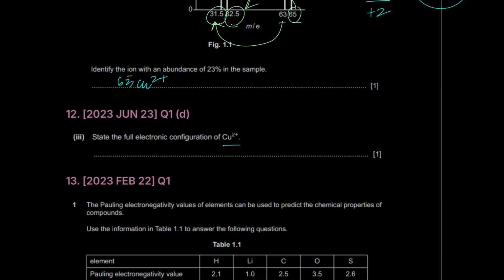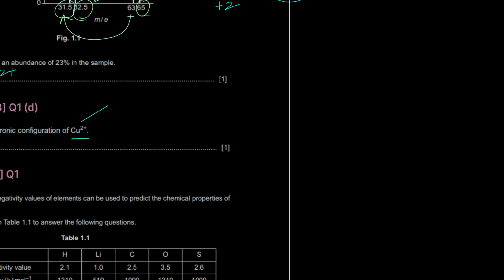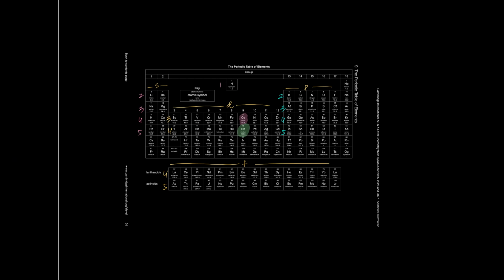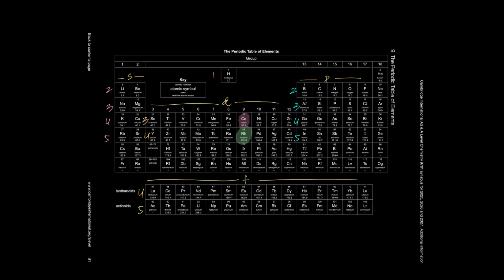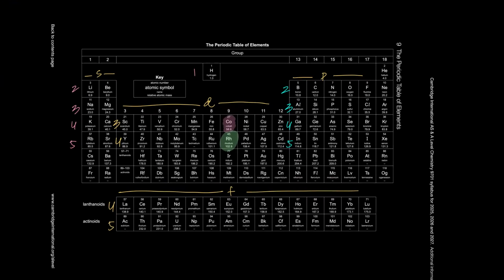State the full electronic configuration of copper 2+. First of all, write the electronic configuration of copper. What's the electronic configuration of copper? Remember, copper was one of our exceptions, the periodic table error. So it's what? It's argon. Copper is what? Argon.